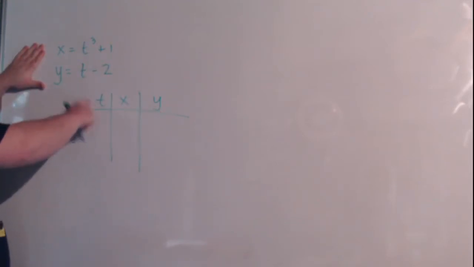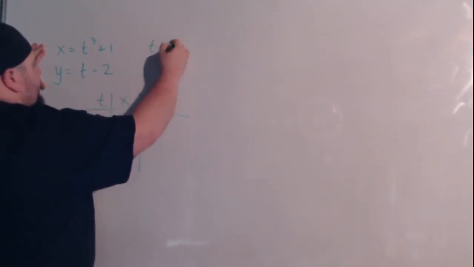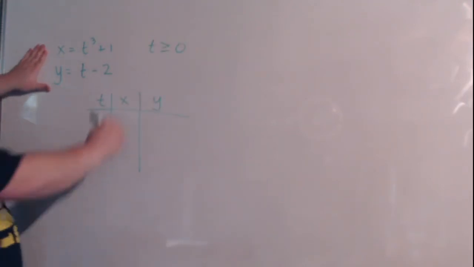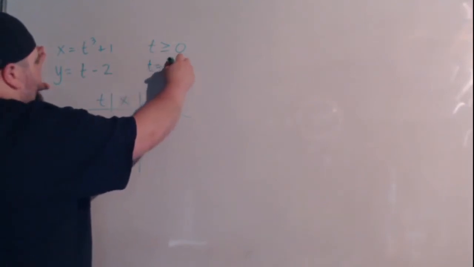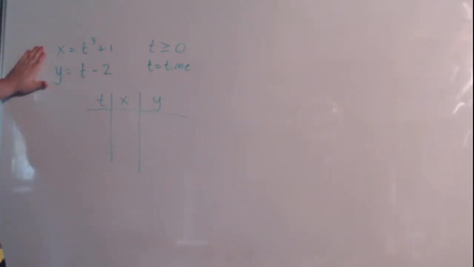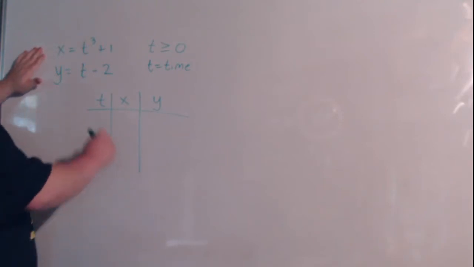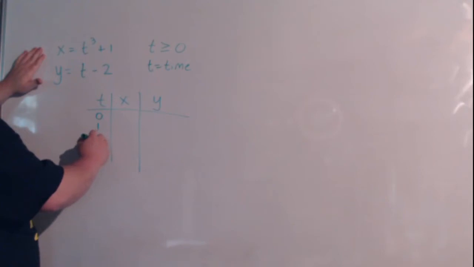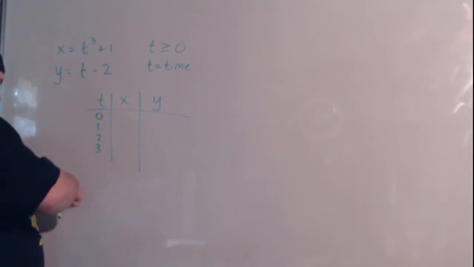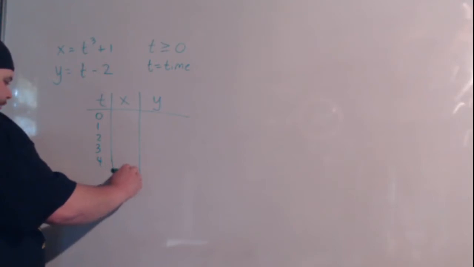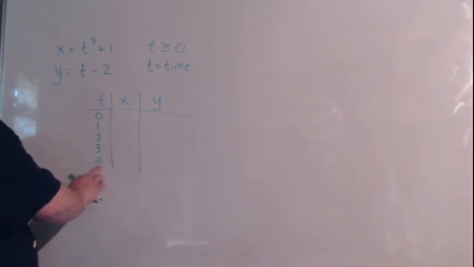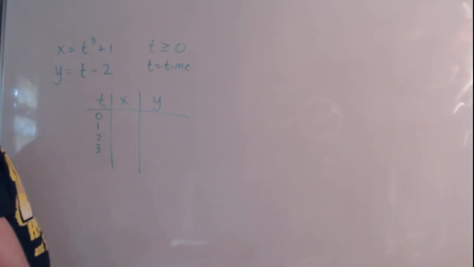Now typically t is greater than or equal to 0, and the reason for that is t is typically representative of time. It doesn't have to be, but most of the time it is. And so it doesn't make sense to go back in time, to have negative time. So let's start at 0 and do 1, 2, 3, and maybe 4. Actually, 4 is going to be a little big. Let's not do that one.